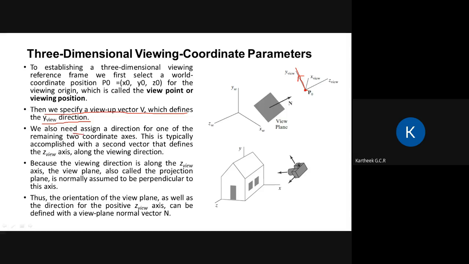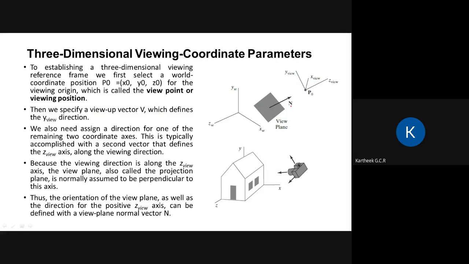We also need to assign the direction for one of the remaining two coordinate axes. So we know Y. Now I need either X or Z. If I have one of them, I can get the other by using the cross product. So we specify a second vector, which is along the viewing direction, meaning where you are looking at. That will give you the Z axis, the Z view for the camera.